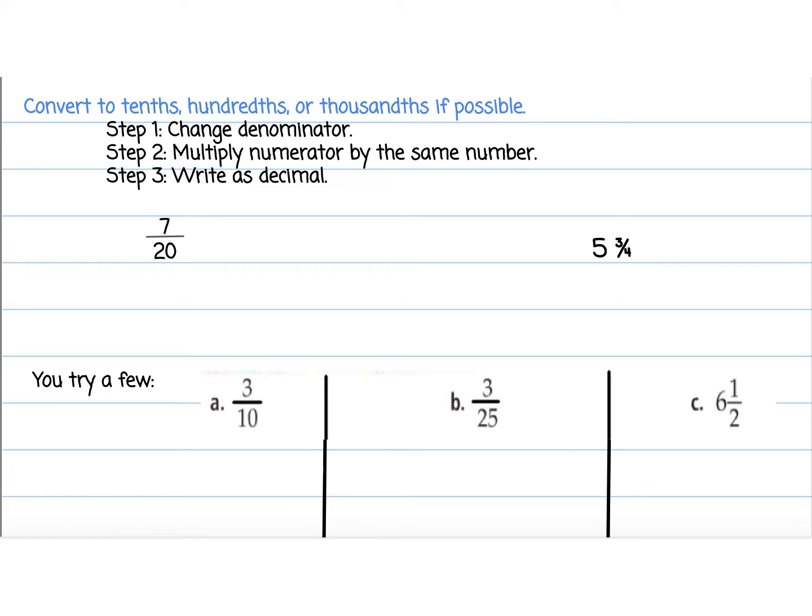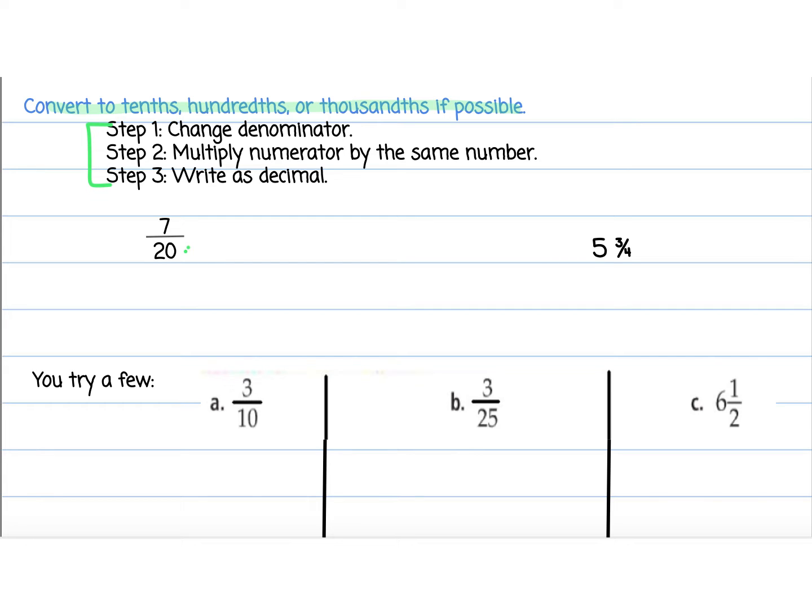Okay, so make sure that you write this part down: convert to tenths, hundredths, thousandths, if possible. So if we have a fraction and we're trying to turn it into a decimal, the first thing we want to do is ask, can we make the bottom number 10, 100, or 1,000 by multiplying? If we can, then we write down these steps here. The first step is to change the denominator, that bottom number, to be 10, 100, or 1,000. Step 2, multiply the numerator by the same number. And then once you have your new fraction, use that to write what the decimal would be. So 7 over 20, I know that 20 times 5 is 100. So pause, make sure you have the steps written down, and then we'll continue on with this problem here.